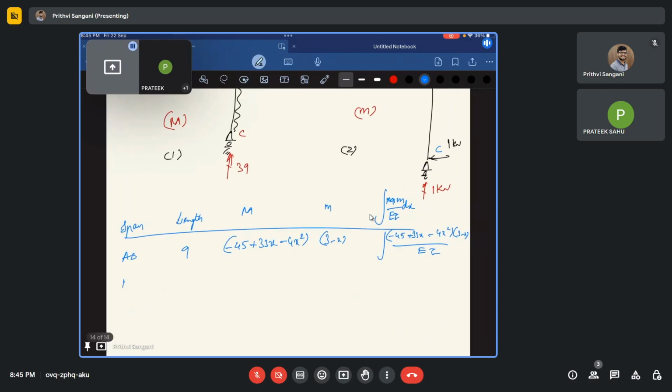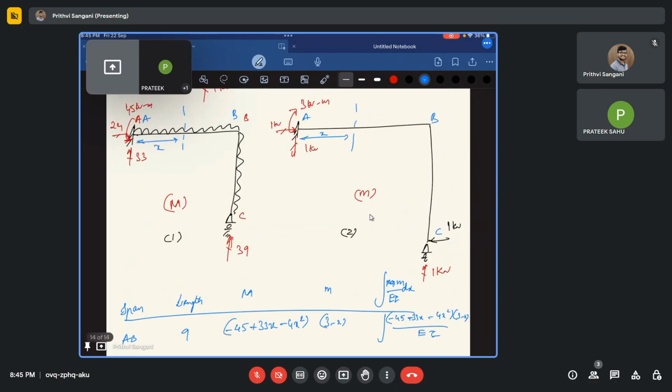Now, what is the other span? Span BC. See, the reason why I'm not taking from end B is that B is a rigid joint, right? At a rigid joint you'll have some moments and also some shear forces. So if you want to start from B, you need to consider all these things. That will be extra time for calculations. So that's why the easier part is I'm taking it from support C, because at C I already know the forces.